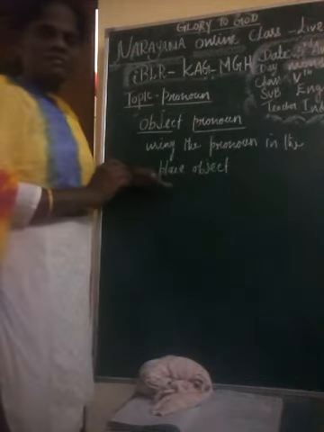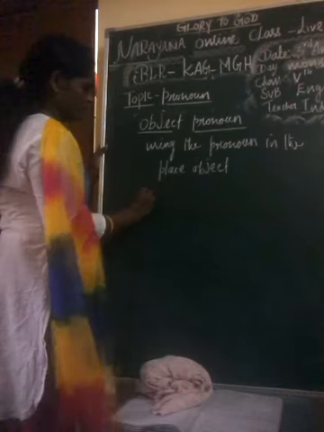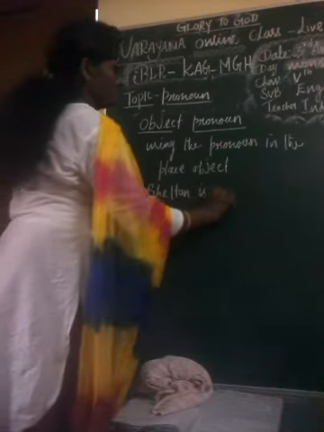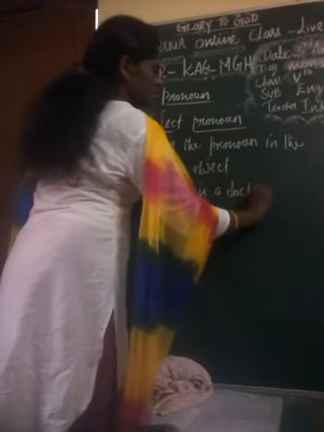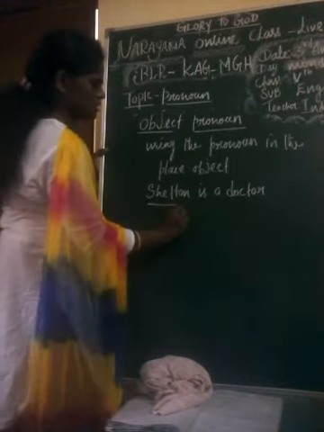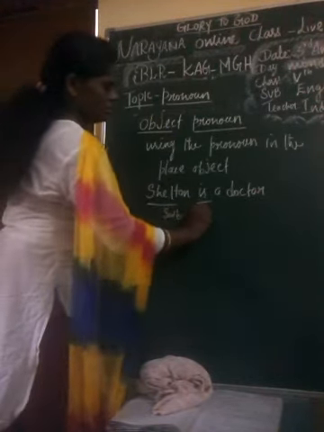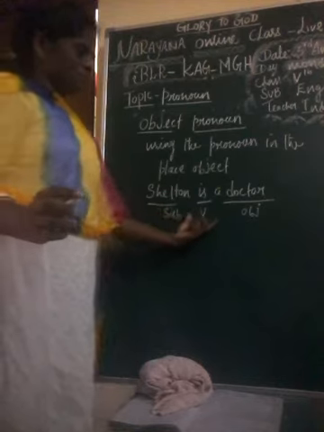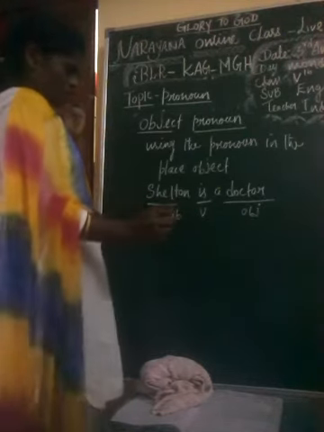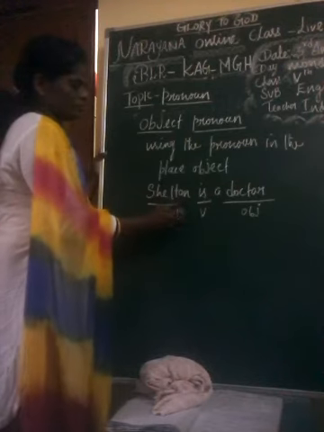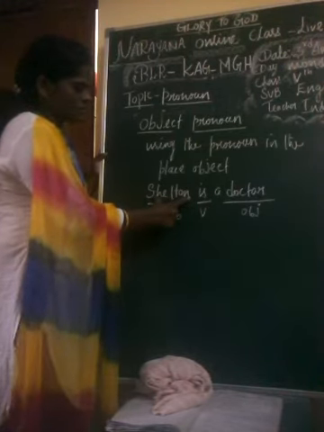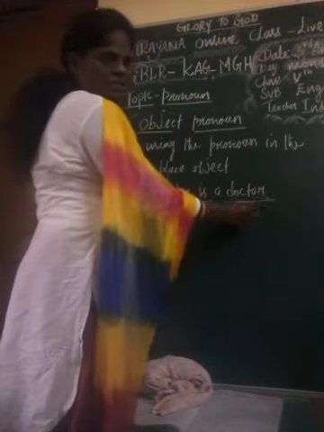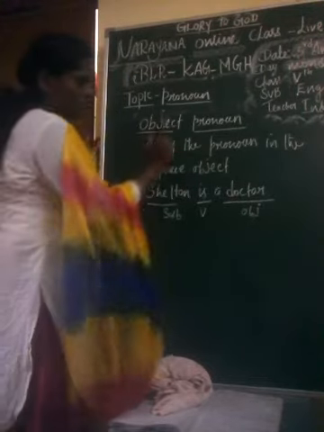In a sentence we have a subject, verb, object. Say for example, Shelton is a doctor. Shelton is the subject, is is the verb, a doctor is the object. So subject, verb, object: this is the structure of the sentence. When I use the pronoun in the place of the subject, it is called a subject pronoun. When I use the pronoun in the place of the object, it is the object pronoun. How I can use it in the object, we'll see that.